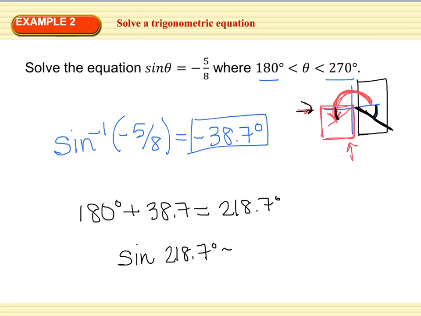Now, if you want to double check this, you can take the sine of 218.7, okay, and it should give you something around a negative 0.625, which is a negative 5/8. So you can double check your answers here. But this right here is ultimately what we are looking at for a solution.